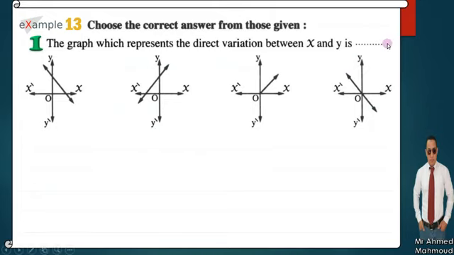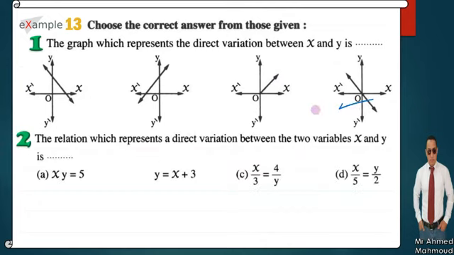The graph which represents the direct variation between x and y needs a straight line passing through the origin. As I explained before, the straight line that passes through the origin is this one. Number 2, which of the following is a direct variation between x and y? X times y equals 5. This is an inverse relation, because if I send x there, it will be y equals 5 over x. The variation doesn't include plus or minus.